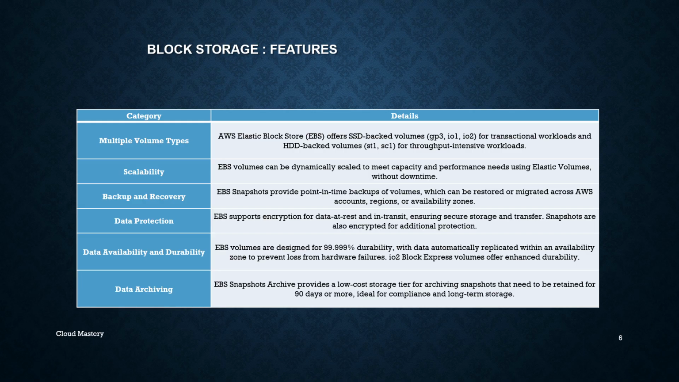So for multiple volume types, as I explained, we have SSD-backed volumes and HDD-backed volumes like ST1 and SC1. For any kind of throughput-intensive workload, you can use ST1 and SC1, and if you have a normal workload or transactional workload, then you can use GP3 and IO1. If I talk about scalability, you can see here we can dynamically scale capacity and performance based on the requirement, and you don't need any downtime. Whenever you have a request from the client to increase your storage, you don't need any downtime for that.